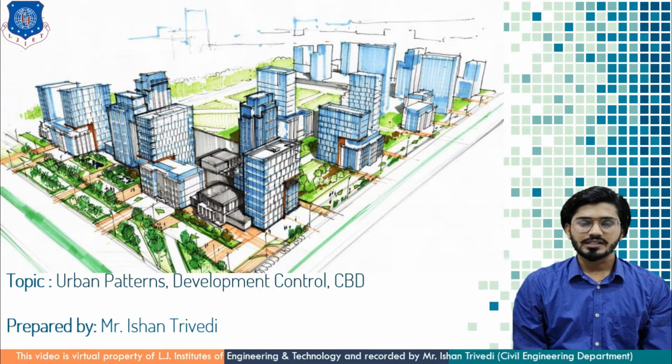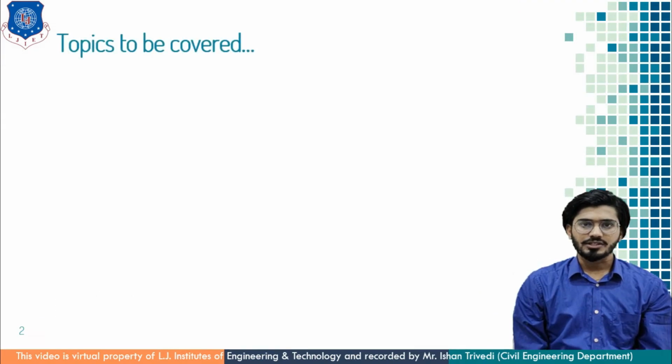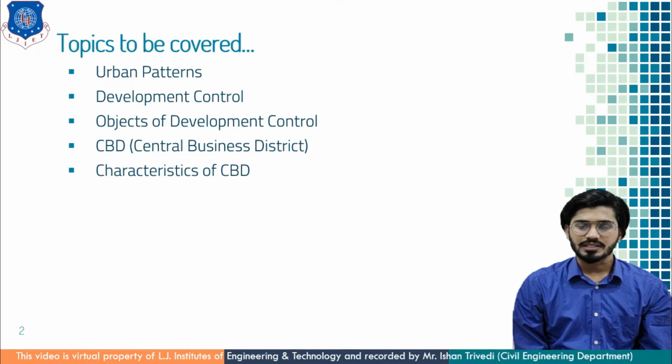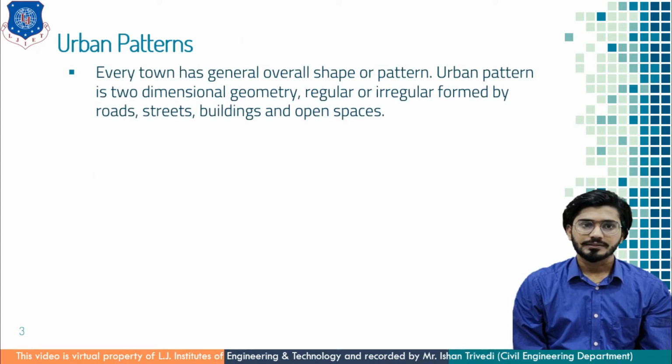Today we are going to discuss various theories like urban patterns and the central business district. Topics to be covered in the session are urban patterns, development controls, objectives of development control, central business district, and the characteristics of the central business district. Let us start with the urban patterns.